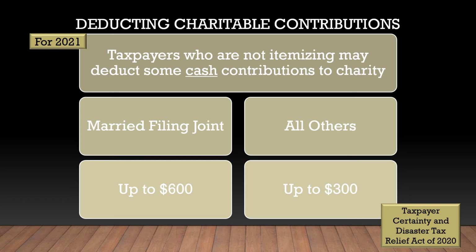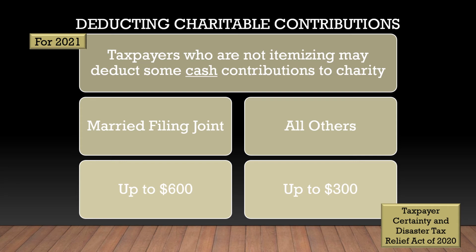Even if our taxpayers are claiming the standard deduction for 2021, they can still deduct up to a certain amount of charitable contributions as long as they were paid in cash. This was something new that came in 2020, and it's been revised a little bit and expanded a little bit for 2021. So for our married filing joint clients, they will be able to claim up to $600 in cash contributions, even if they're taking the standard deduction. And for all the other filing statuses, they will be able to claim up to $300.